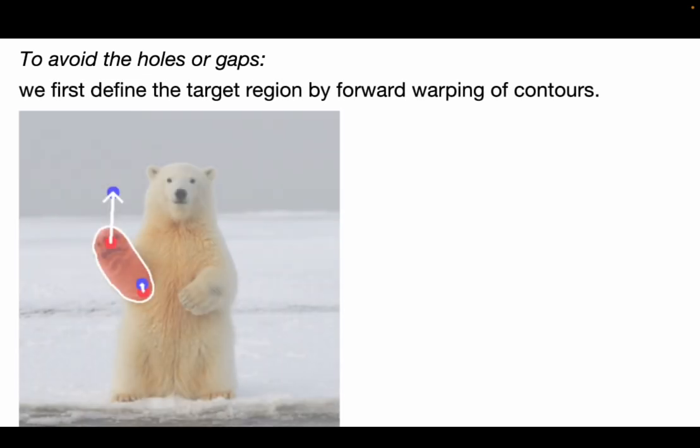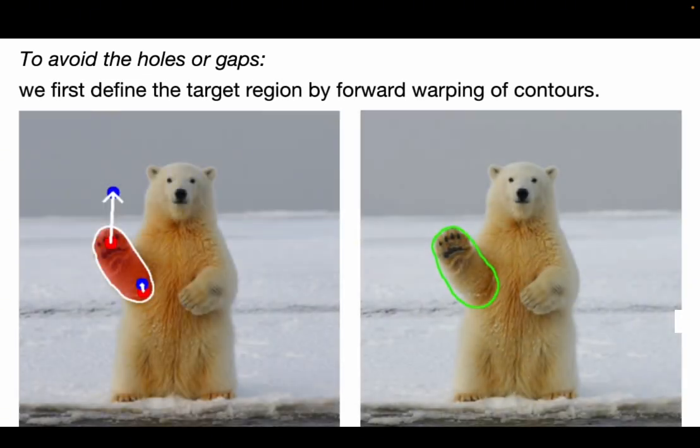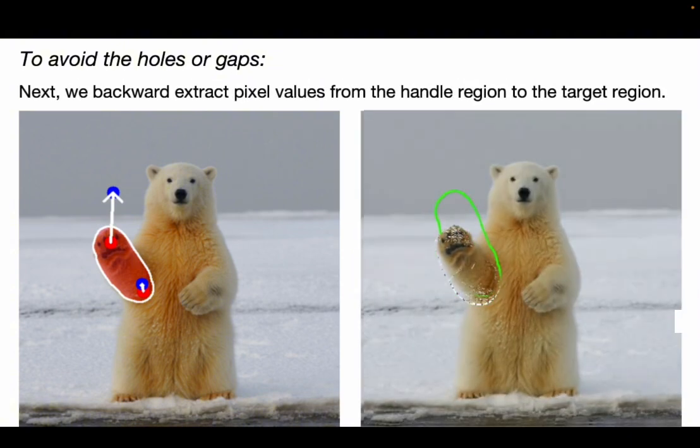Our approach works in two steps. First, we forward warp the contours of the source region to determine the exact shape and boundaries of the target region. This ensures we know precisely which areas need to be filled. Then, instead of forward warping pixels which can create gaps, we use backward warping. For each pixel in the target region, we trace back to find which pixel in the source region should provide its color value. This backward extraction guarantees that every pixel in the target region receives appropriate content, eliminating holes and gaps.